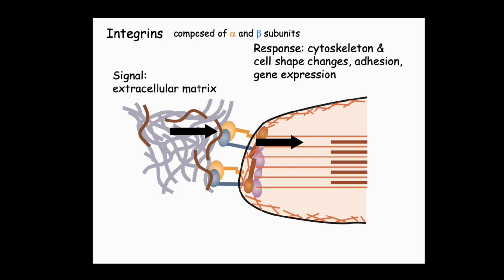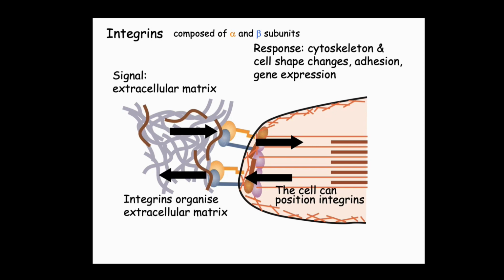But what I was finding fascinating about this particular class of receptors is that the information works the other way. So the cell can position where the integrins are, and the integrins help to organize the extracellular matrix, so they're organizing their ligand. So it's an interesting crosstalk between inside and outside to assemble these adhesion structures.